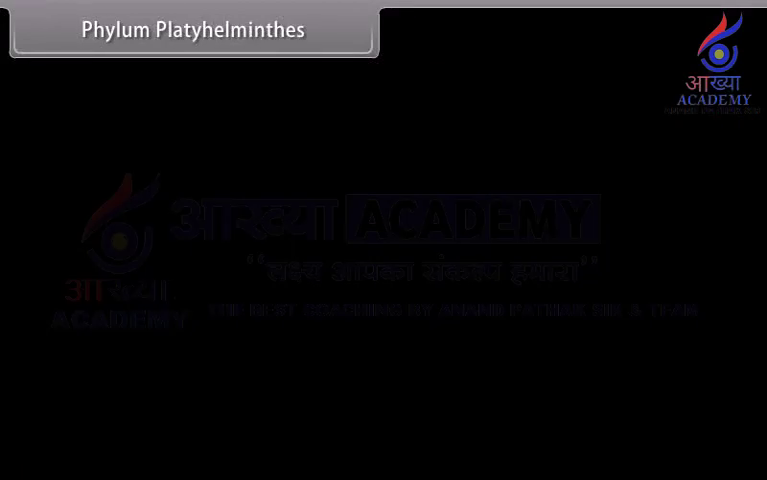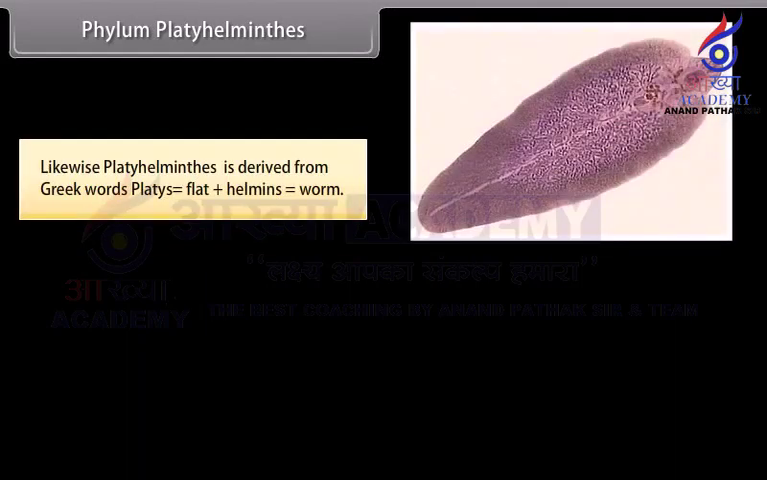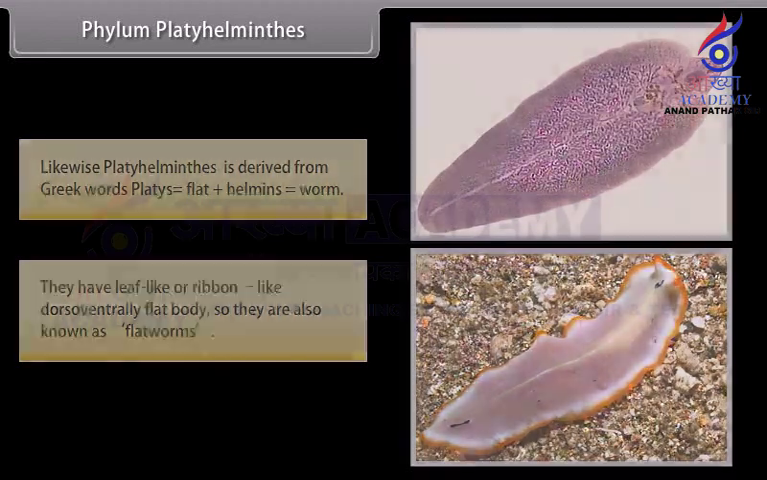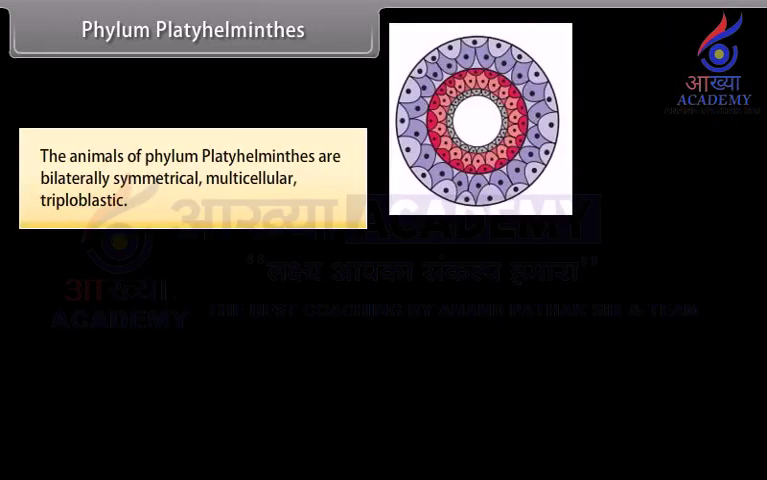Phylum Platyhelminthes. Likewise, Platyhelminthes is derived from Greek words platys, flat, plus helminth, worm. They have a leaf-like or ribbon-like dorso-ventrally flat body, so they are also known as flatworms. The animals of phylum Platyhelminthes are bilaterally symmetrical, multicellular, and triploblastic.